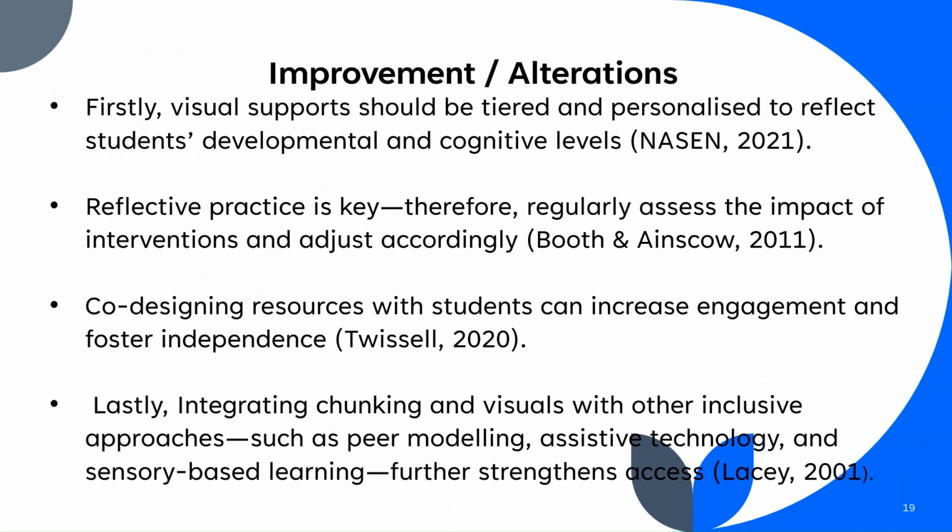firstly, visual support should be tailored and personalized to reflect students' developmental and cognitive levels, according to Nasim 2021. Reflective practice is key, therefore, regularly assess the impact of intervention and adjust accordingly. Co-designing resources with students can increase engagement and foster independence. Lastly, integrating chunking and visuals with other inclusive approaches such as peer modeling, assistive technology, and sensory-based learning further strengthens access.